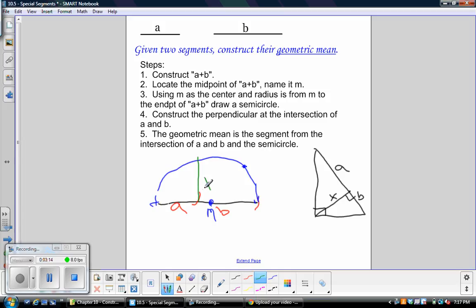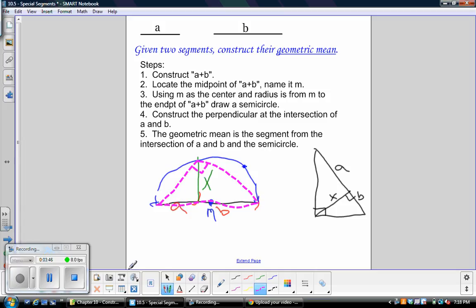And again, the reasoning behind that is, let me draw in our right triangle. From this point on the semicircle, drawing it to the endpoints of the segment, this is now a right triangle. And what do I have? That's your right triangle. You have the altitude to the hypotenuse.